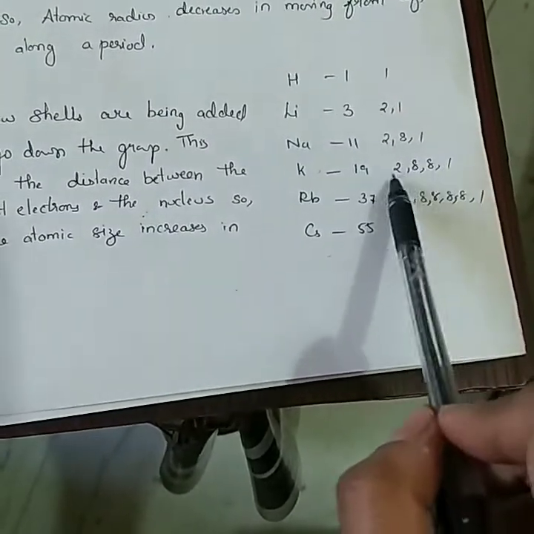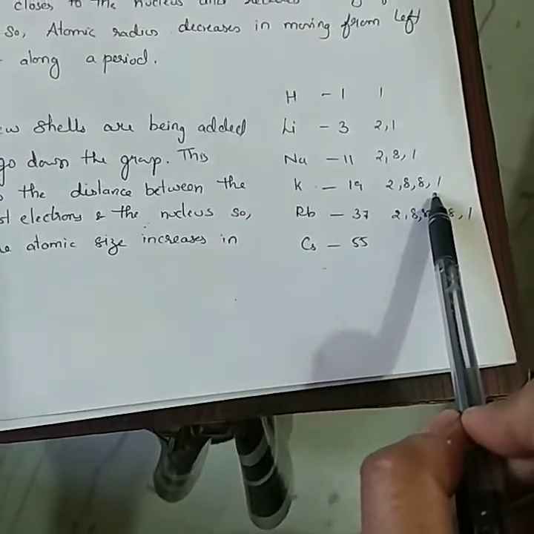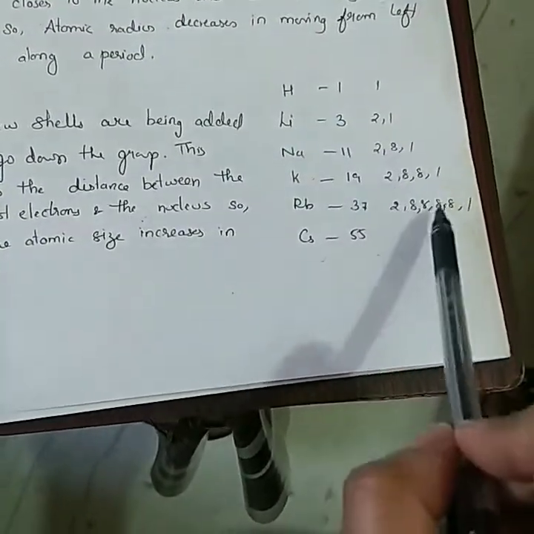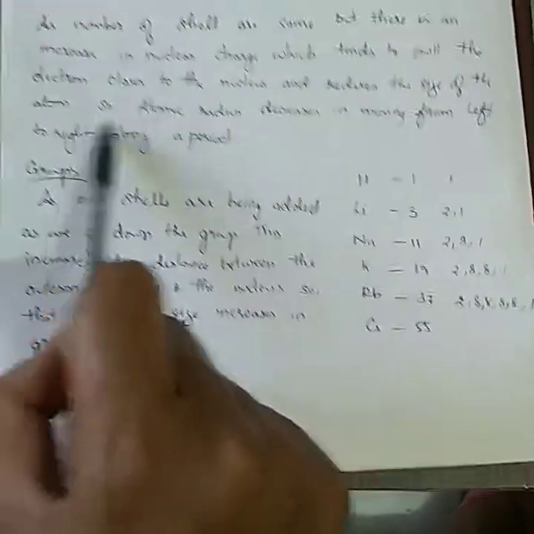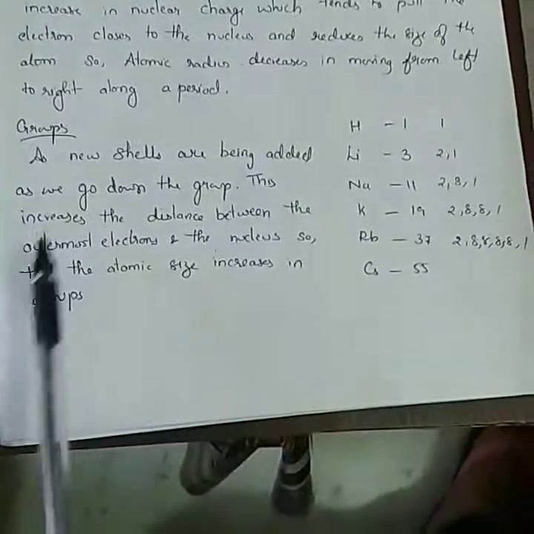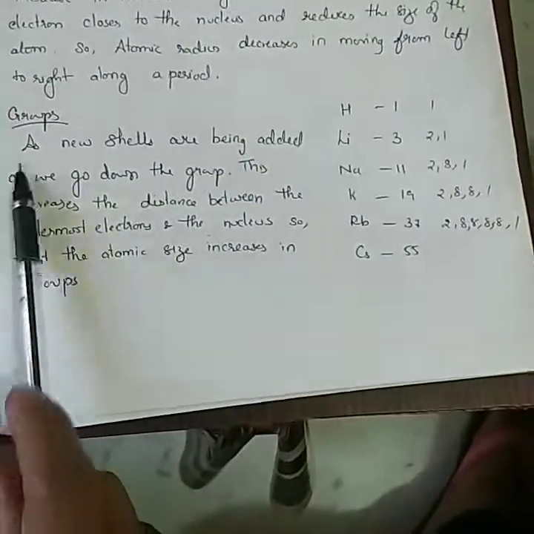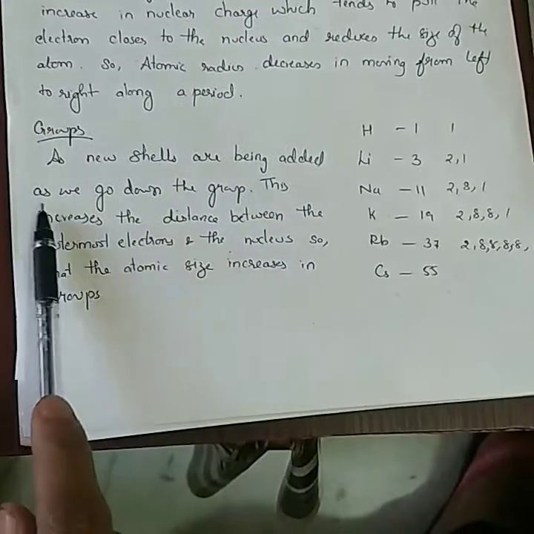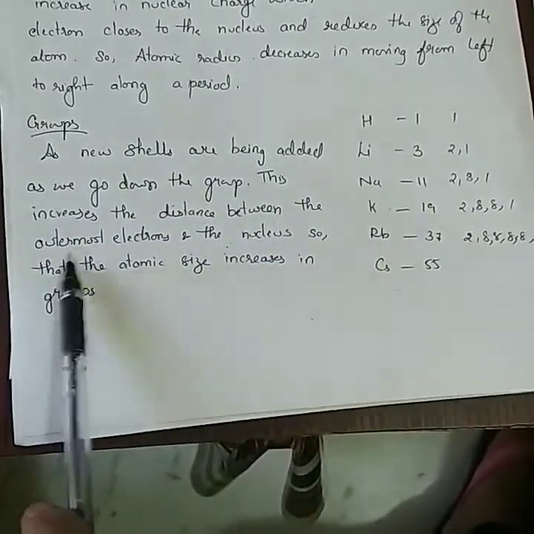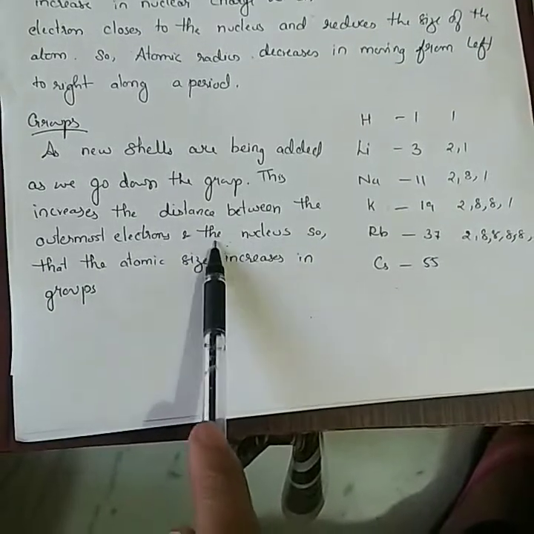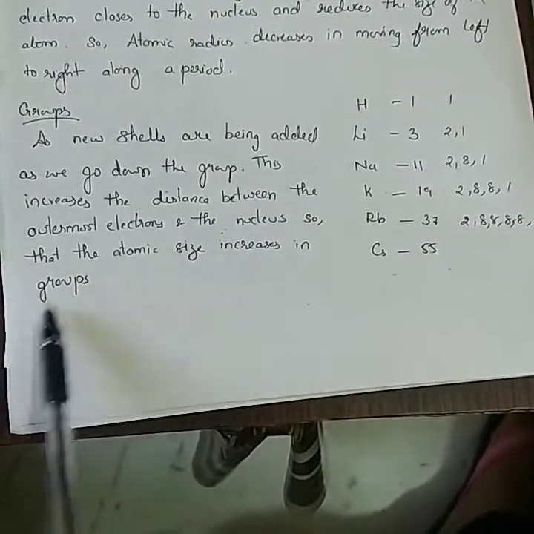3rd shell, the distance has increased. 4th shell, the distance has increased. If the distance increases, then what is the size of the atom? The size of the atom increases down the group. So the size of the atom decreases moving left to right, and the size of the atom increases moving top to bottom. As new shells are added going down in the group, this increases the distance between the nucleus and the outermost electron, so the atomic size increases in the group.